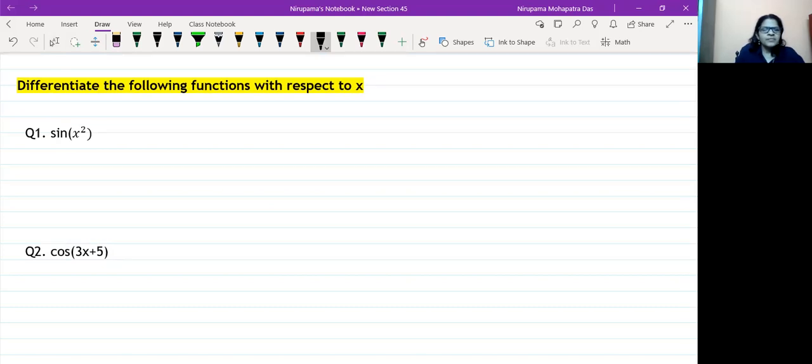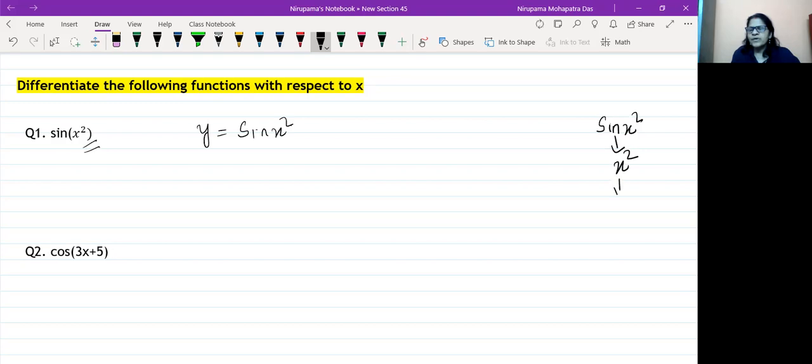So we have sin x square. Differentiate the following functions with respect to x. We are given sin x square. Let me write it as y equal to sin x square. Okay. So as I said, the only requirement is to identify the direct link. So what to do here? Sin x square is a function of x square, then x square is a function of x. So like this we have to find the direct link.